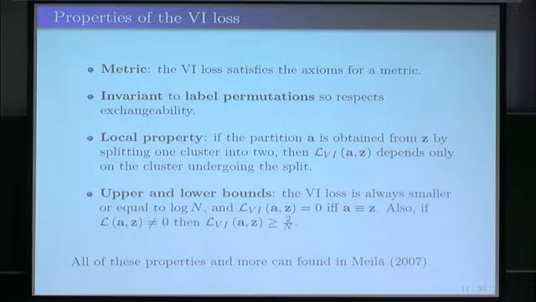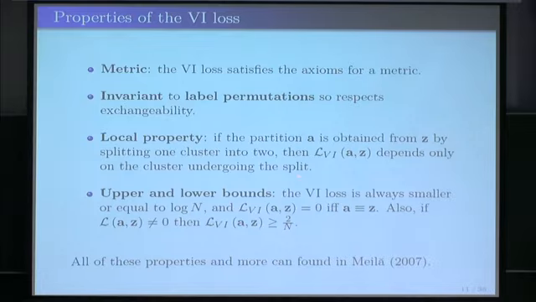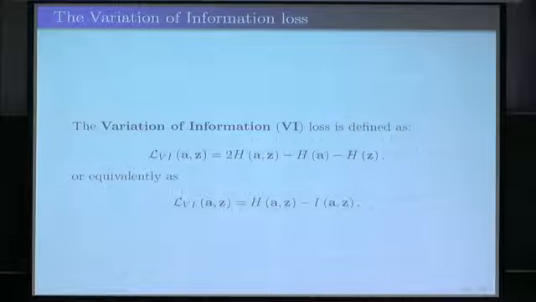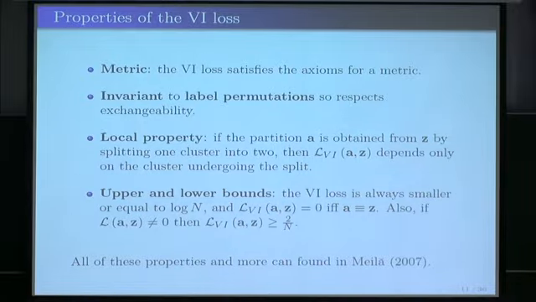It turns out that this has been a well-studied loss function, particularly by Meila in 2007. Its properties include the fact that it's a metric and satisfies the triangle inequality, and so on. Also, importantly, it's invariant to label permutations. So if you change any of the class labels in the rows or in the columns, the loss that results using the variation of information is the same. So that's a nice property that it has.